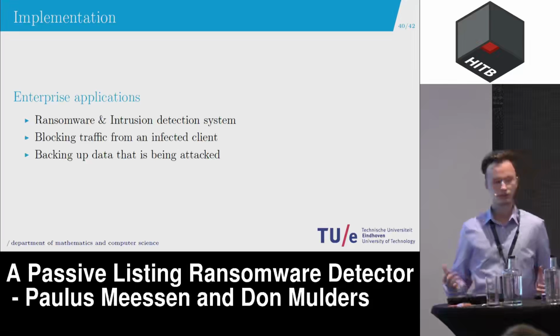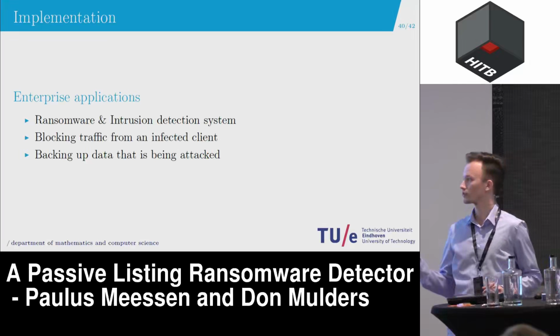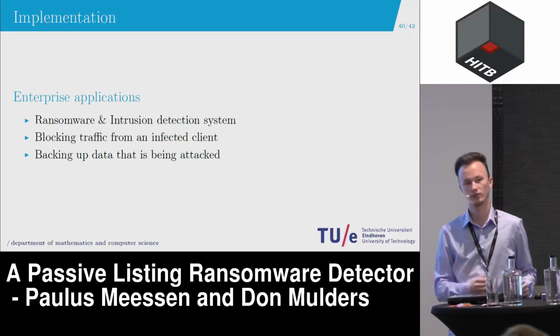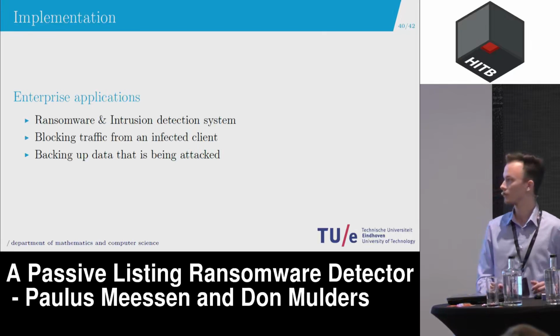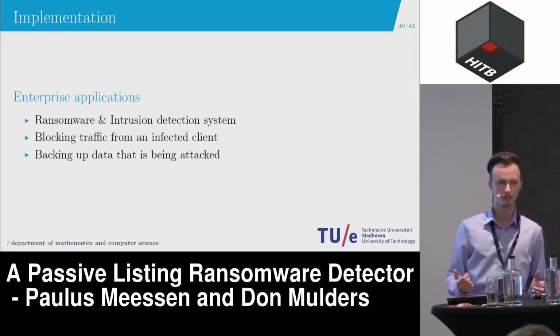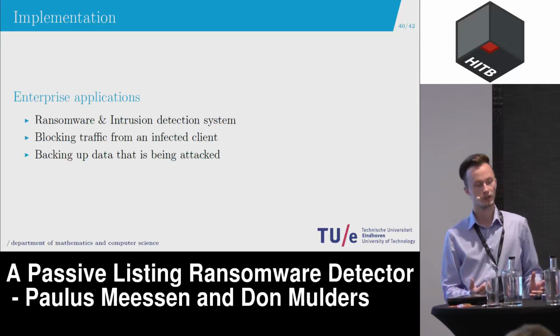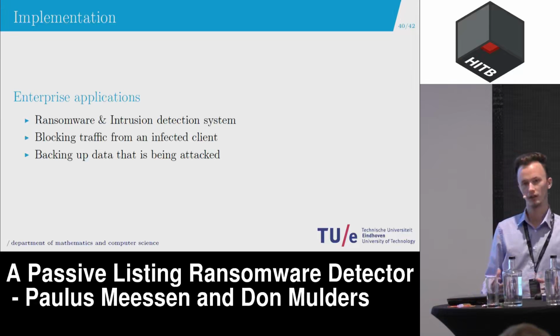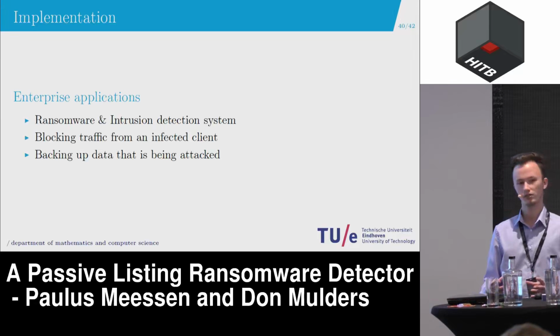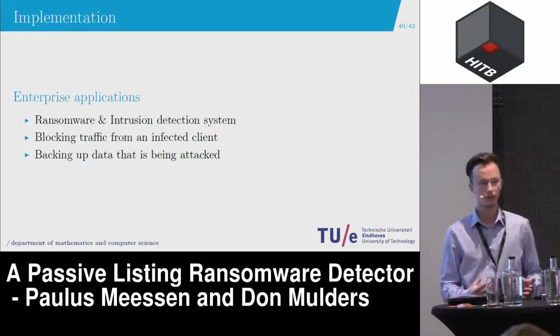So what can you actually use this for? Well, first off, a ransomware intrusion detection system is a really obvious one. But you could also, for instance, block traffic from an infected client, because SMB actually contains the data from where the messages are sent. So you have an IP address that you could block, for instance, if you deem it as ransomware.